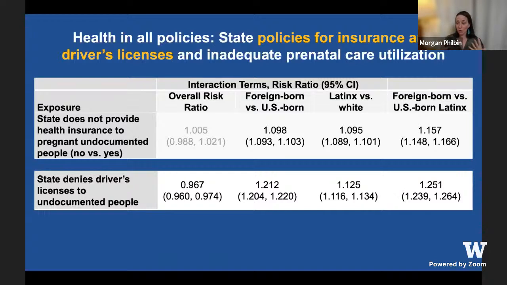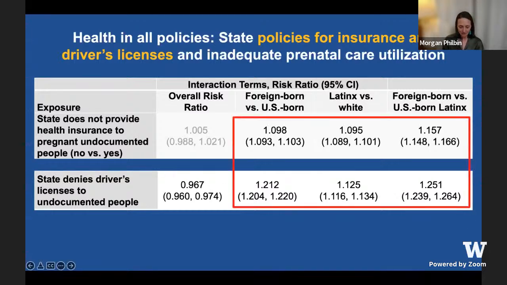So as you can see, overall, people in states where undocumented people cannot have a driver's license are less likely to have inadequate prenatal care. But again, when you look at subgroups, we see similar patterns that we did before, meaning if an individual is foreign-born versus US-born, they're more likely to have inadequate care in exclusionary states, same for Latinx versus white, and foreign-born Latinx versus US-born Latinx. One thing I just wanted to flag is that we see associations that are actually statistically different and stronger if we look at the association between the driver's license policy than the health insurance policy.